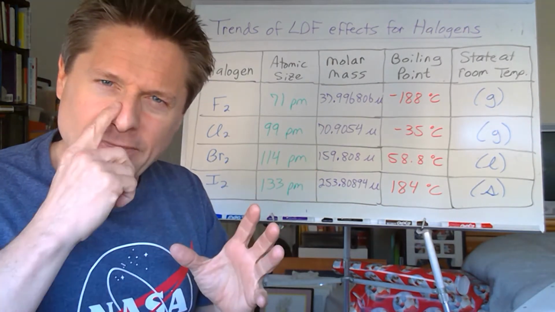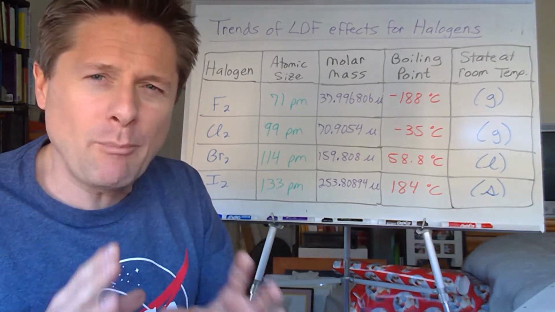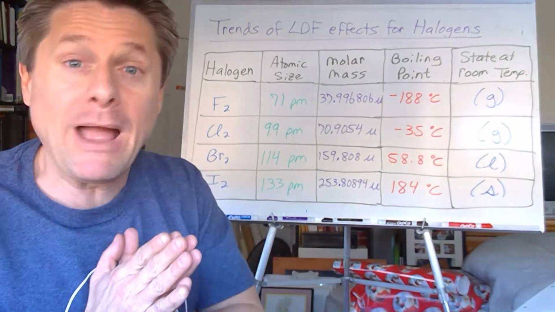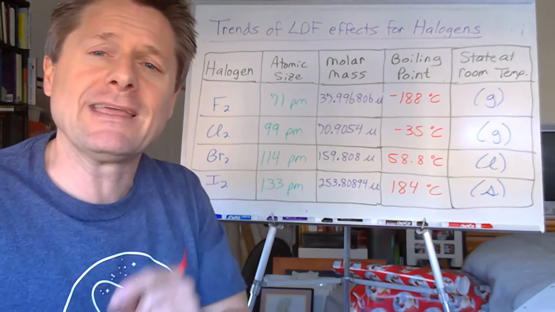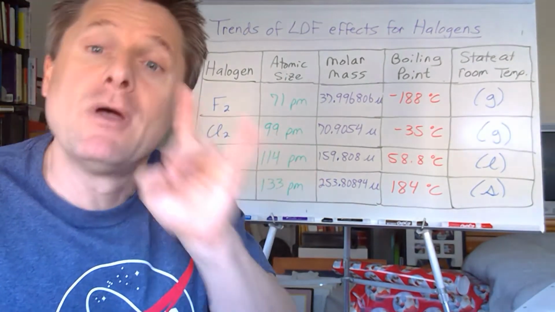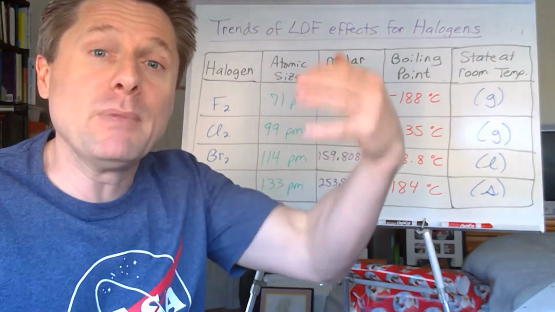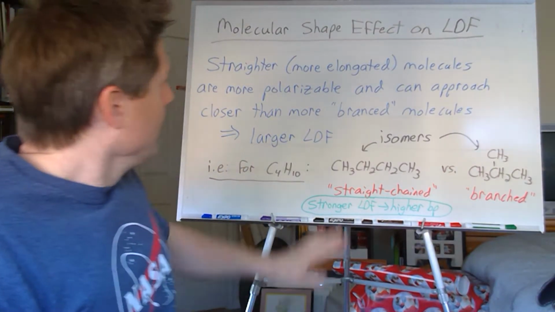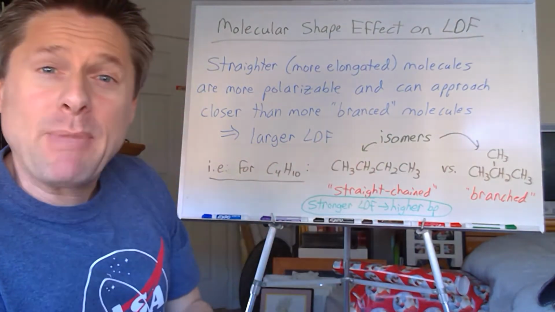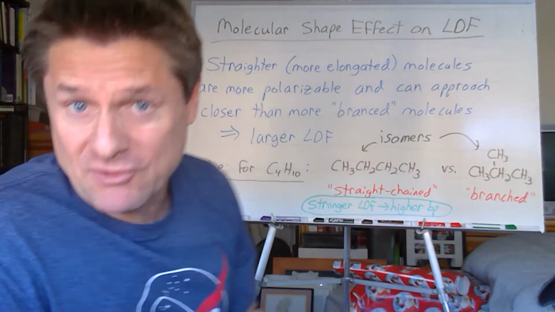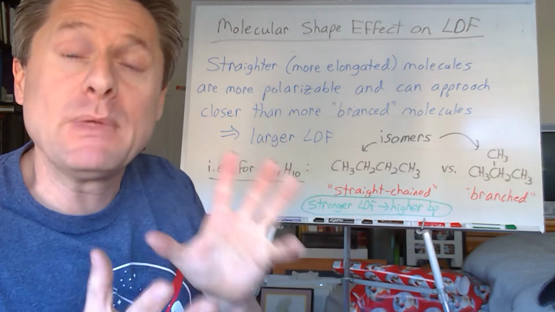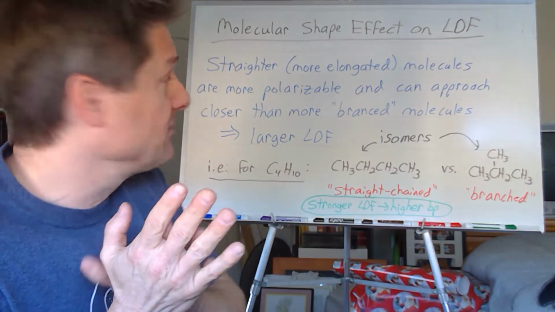So let's take a look at the impact of molecular shape. Not going to be too important for general chemistry, but it will be for organic chemistry or biochemistry later on down the road. So let's look at the effect of molecular shape on London dispersion forces above and beyond the molar mass. All right, so let's take a look at this impact. Again, more important for organic chemistry. Molecular shape effect on LDF. This is above and beyond the molar mass of something.